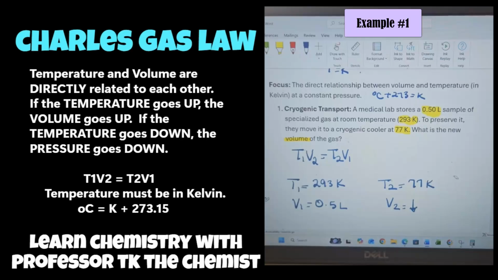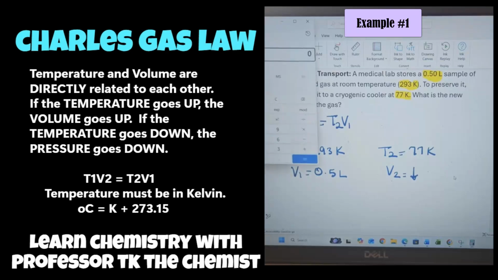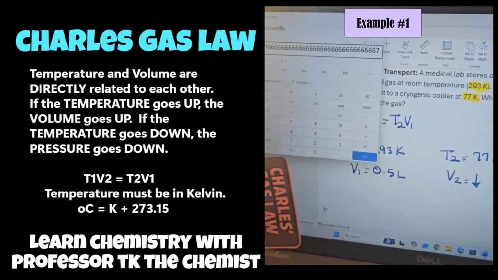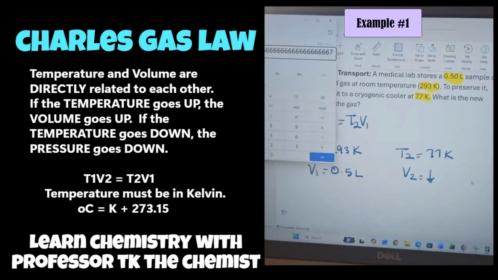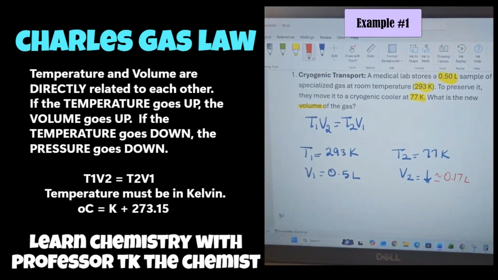Okay? Now, to make this make sense, let's go ahead and plug in what's a third of 0.5. 0.17. That's going to be my predicted answer. Approximately 0.17, okay? Approximately. But in order to find that out for sure, let's plug in the formula for V2. V2 is equal to T2 times V1 divided by T1.